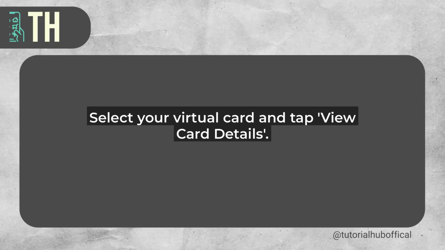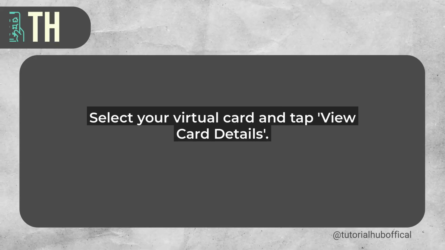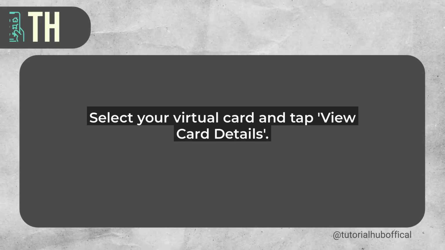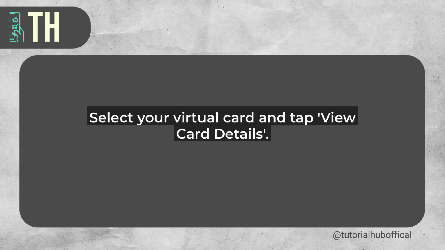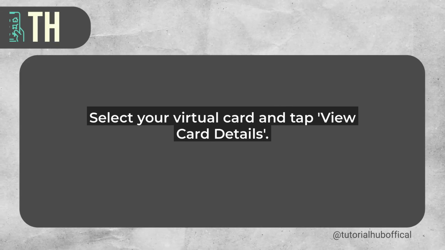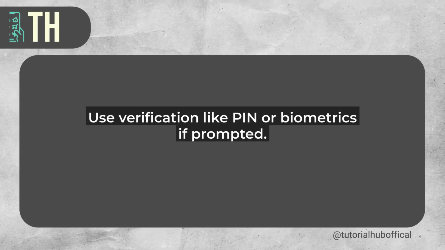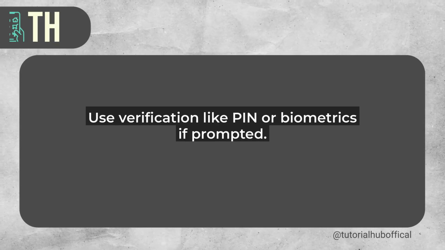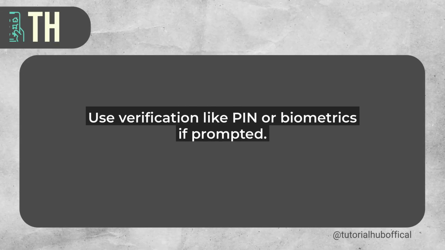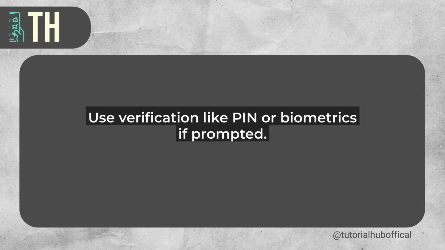Next, look for the View Card Details button. It's often represented by an eye icon or a three-dot menu. Tap that, and Empower will display your virtual card number on screen. Remember, for privacy, this might be blurred or require a PIN or biometric verification first, like a fingerprint or Face ID. Pro tip: if you're on a shared device, always log out after viewing sensitive info to protect your data.